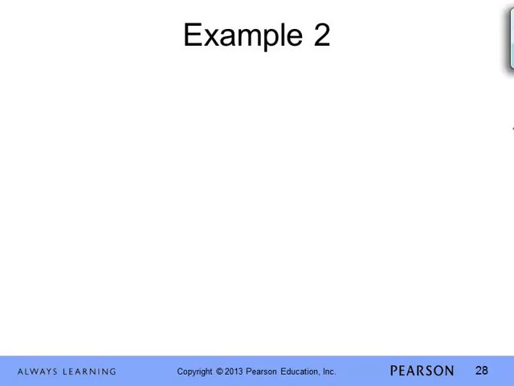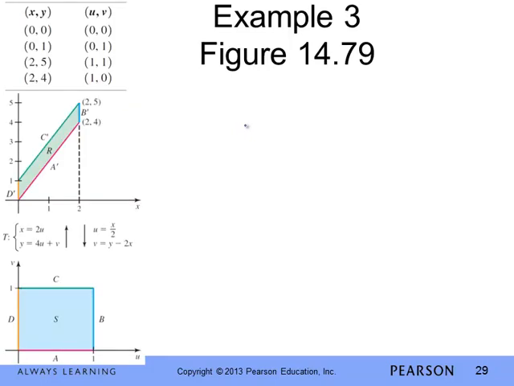So let's take a look at example number 2. Example 2 had to do with the polar coordinates, r cosine theta, r sine theta. So we've already done example 2. Let's move along here. Example number 3.